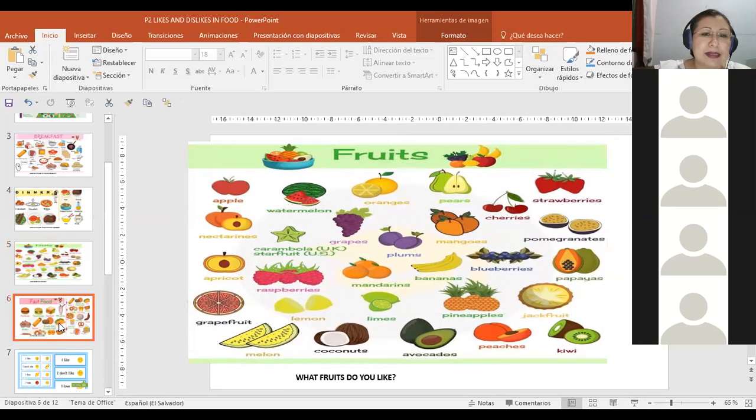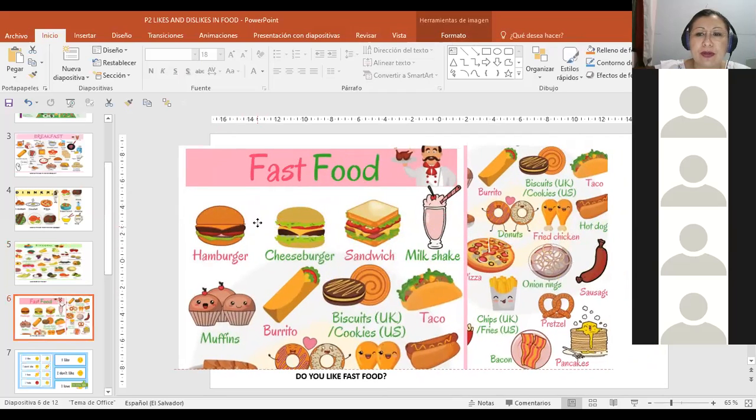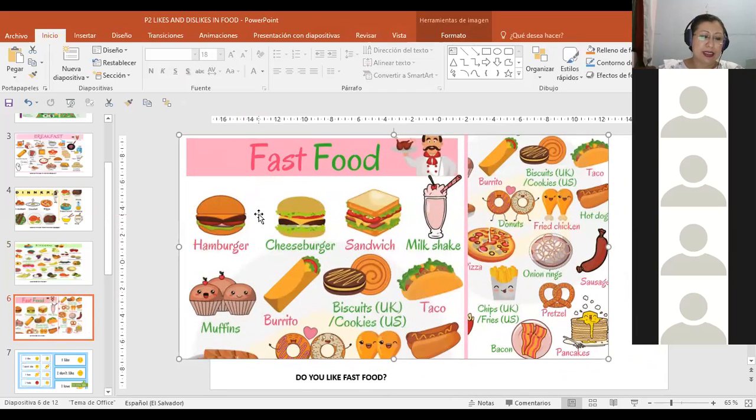Okay, next. This is fast food. I know that all of us are to blame. Todos somos culpables, ¿verdad? All of us eat fast food at least once per week. Todos comemos algo de eso al menos una vez por semana. Solo light.